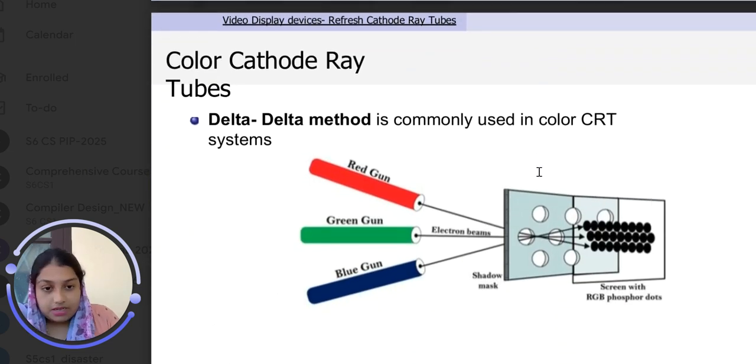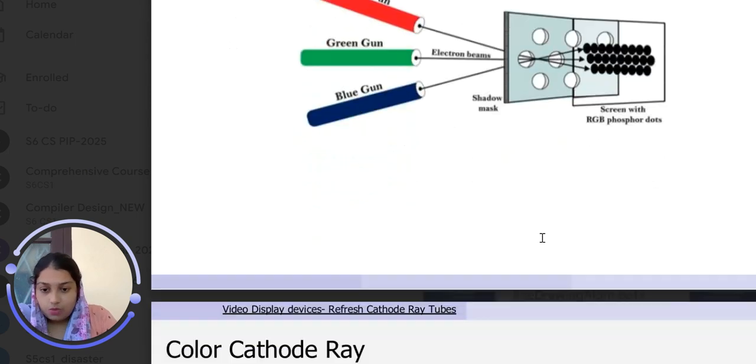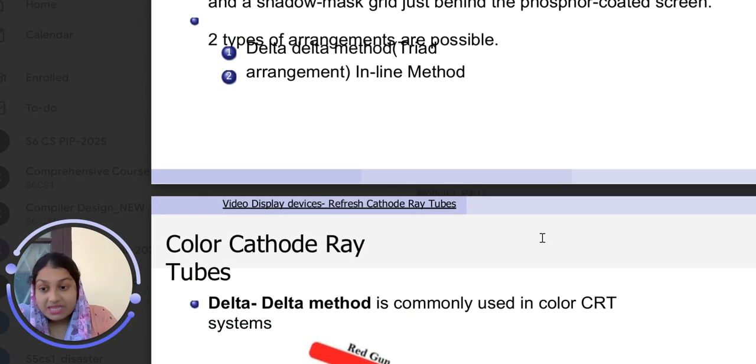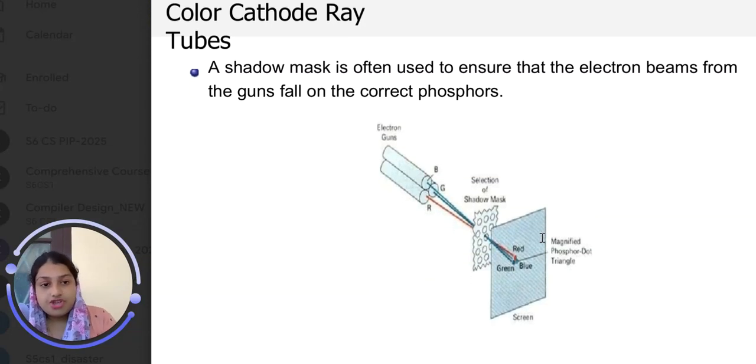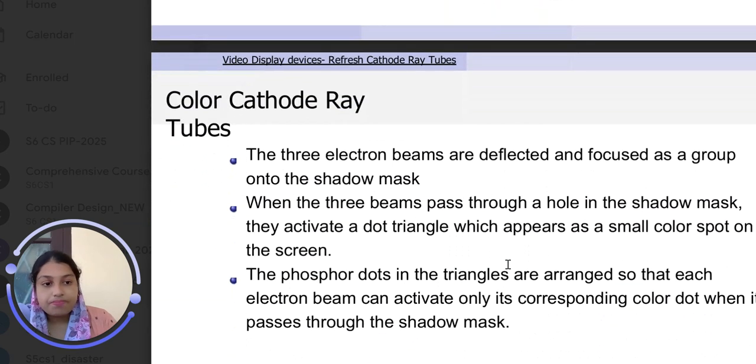The delta-delta method is commonly used in color CRT systems. We have red, green, blue, 3 electron guns. The electron beam passes through the selection area. This is the shadow mask, and this is the screen with RGB phosphor dots. It forms a triangular pattern. That's why it is called the delta-delta method or triad arrangement. A shadow mask is used to ensure that the electron beams from the gun fall on the correct phosphor. It has to fall on the correct phosphor.